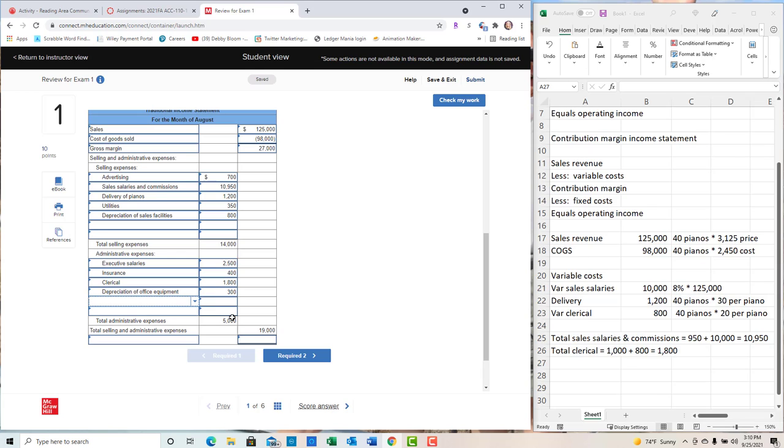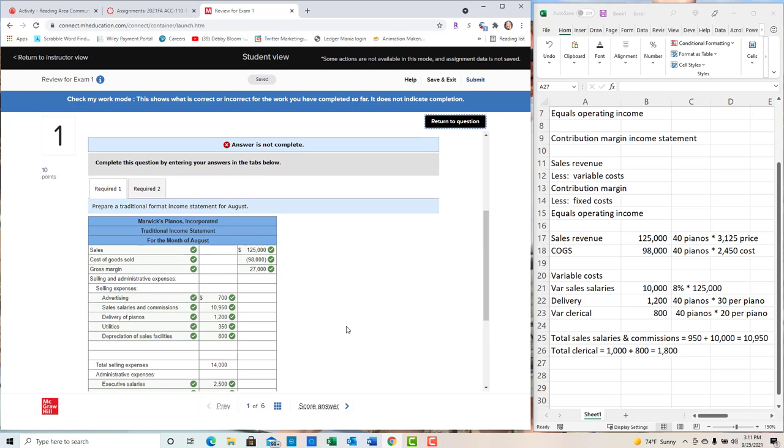So we've calculated our total administrative expenses. We've calculated our total selling and administrative expenses. So our net operating income is going to be our gross margin of $27,000 minus our total selling and administrative expenses of $19,000. So that is going to be $8,000.